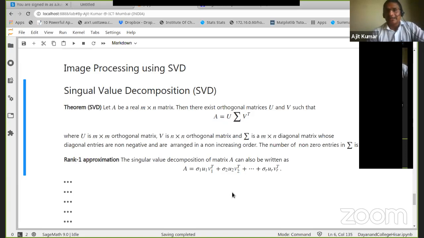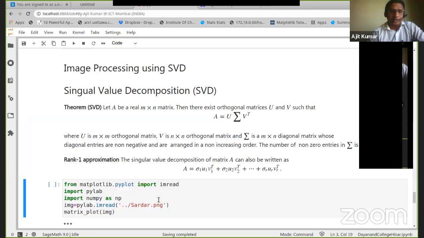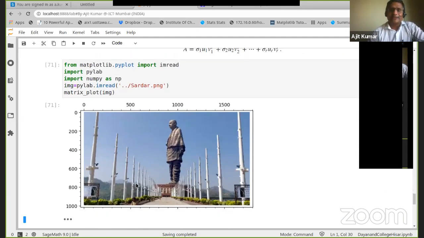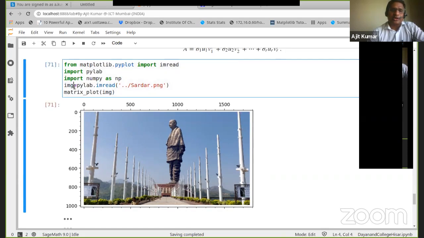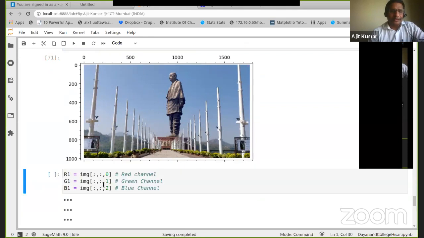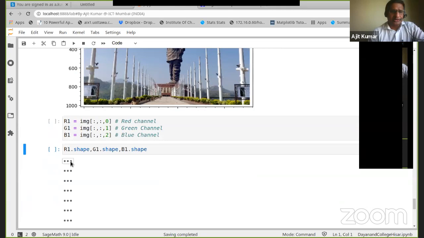Now let us see how we can do this in Sage. Here I'm using matplotlib, a Python library, to read an image as a matrix. All of you know what this image is, right? Statue of Unity, right? This is read as a matrix, and you can see here the image is plotted using a function called matrix plot. So two things: if you have any matrix, you can plot it as a graph, and if you have any image, you can convert that into a matrix. That is why I said a matrix is nothing but an image, and an image is made of pixels that can be converted into a matrix. Okay, now what we are going to do, I think these things I'll skip. This is the red, green, blue channel.